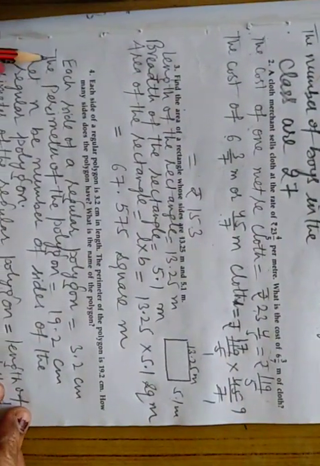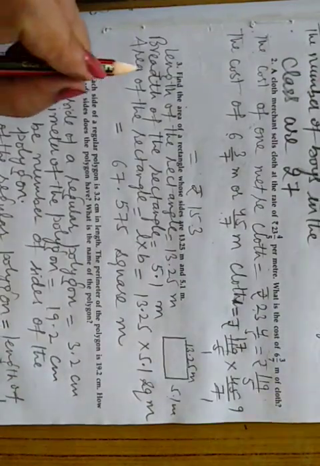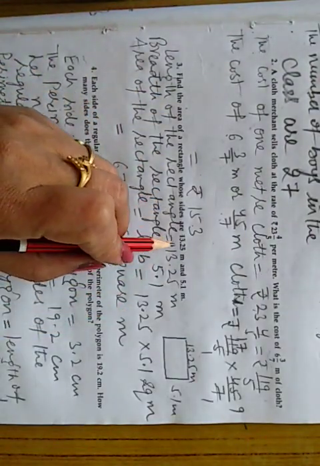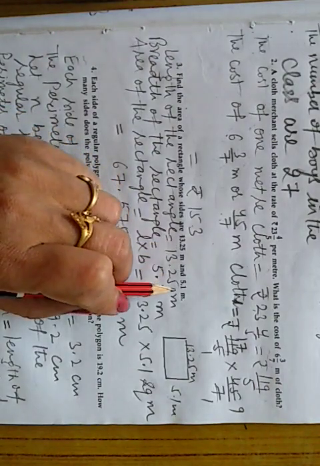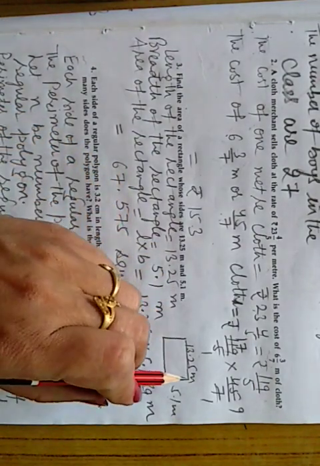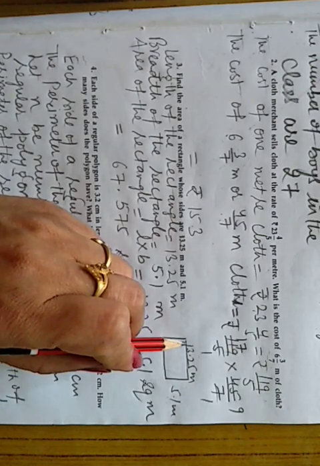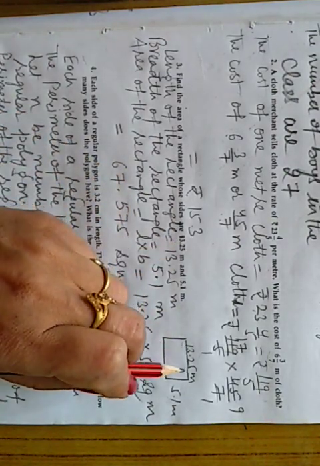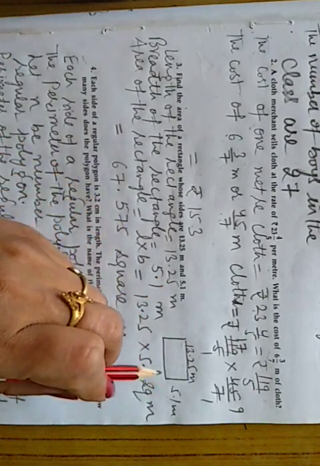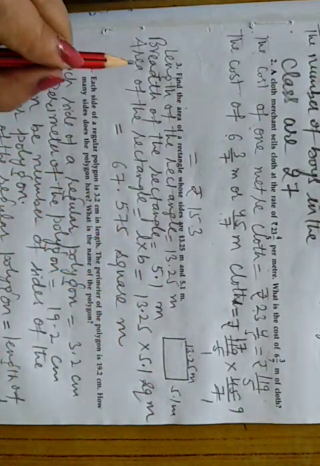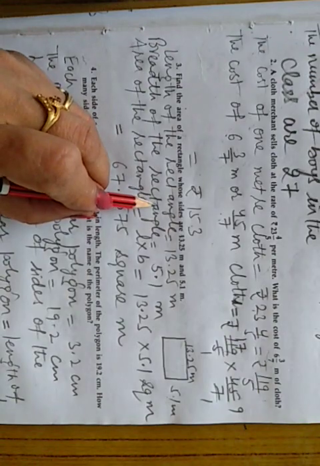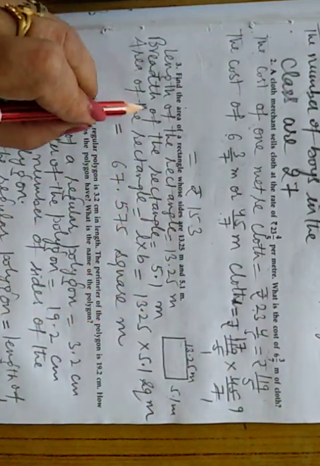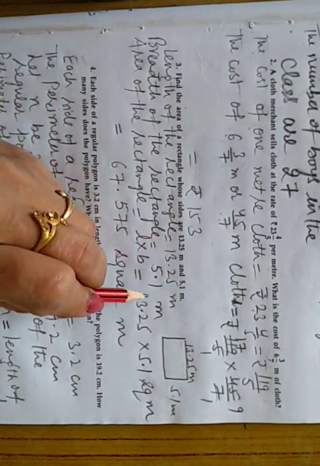Here, find the area of the rectangle. Question number 3: find the area of the rectangle whose sides are 13.25 meters and 5.1 meters. So this is the shape of a rectangle, the length is 13.25 meters and the breadth is 5.1 meters. So the length of the rectangle is equal to 13.25 meters. The breadth of the rectangle is 5.1 meters.